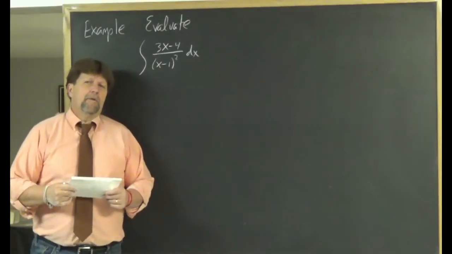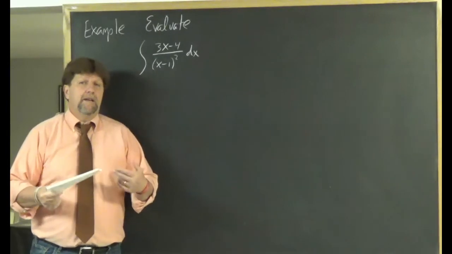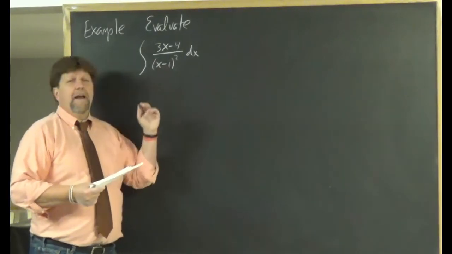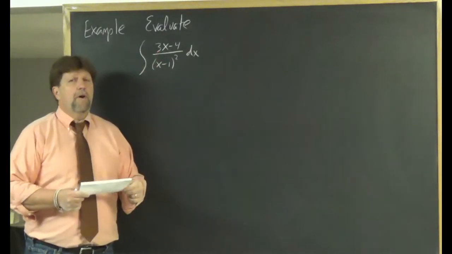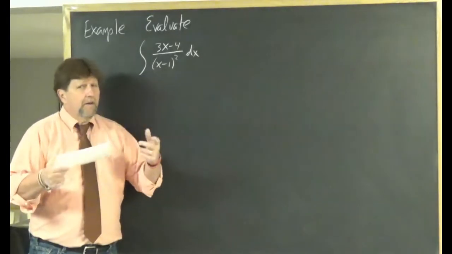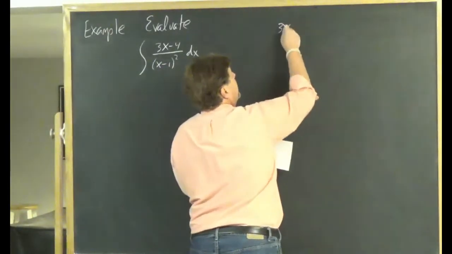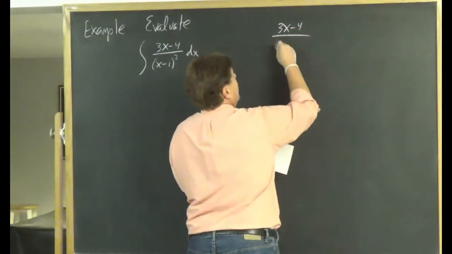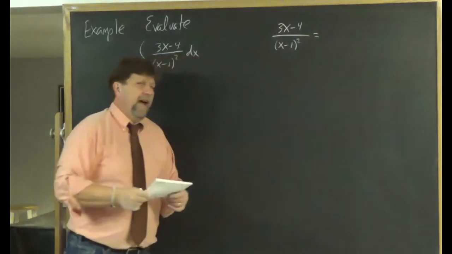All right, this example I wanted to just do real quick to show you how you handle what's called repeated linear factors. And I've already factored the denominator, so we're going to integrate 3x minus 4 over the quantity x minus 1, that quantity squared. So it's already factored, so when you do the partial fractions, you have to account for each of those linear factors.